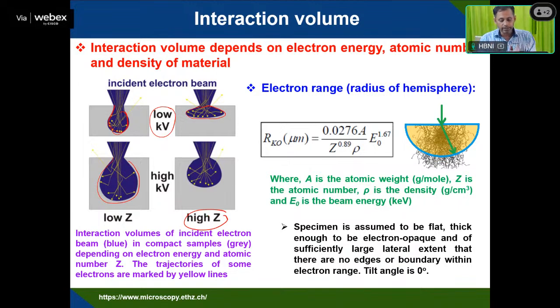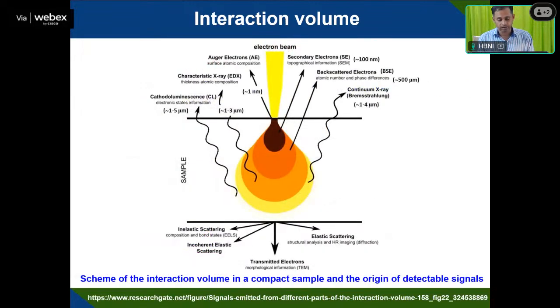So that interaction volume, the electron range, mainly looks like a hemisphere that is proportional to E to the power 1.67. The specimen is assumed to be a flat specimen, thick enough to be opaque. Then only the electron beam will interact inside the material and produce different types of electrons. So we'll summarize that electron interaction.